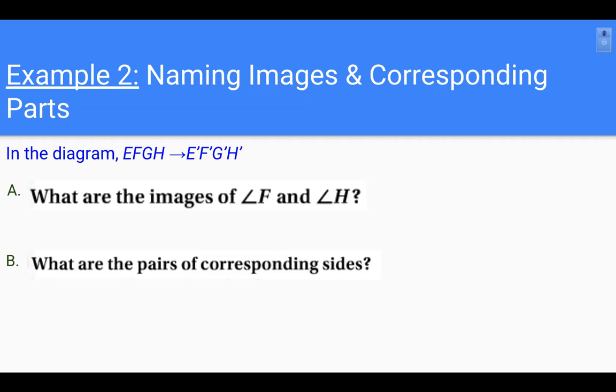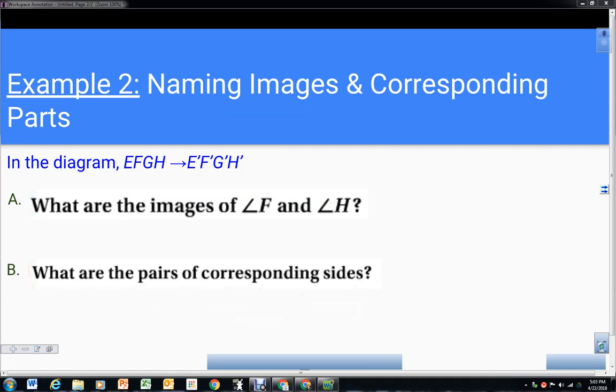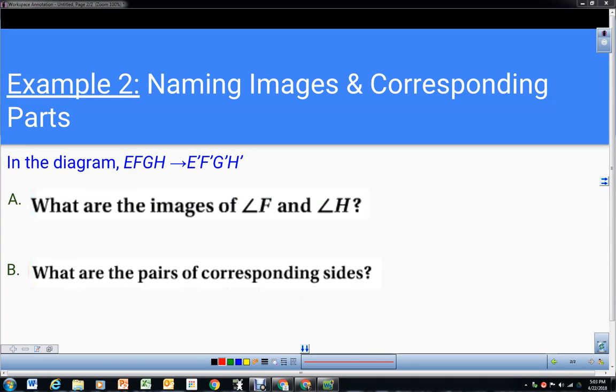So let's take a look at example 2, naming an image and corresponding parts. As we look at this figure, what are the images of F? Angle F would be mapped onto angle F prime. Angle H would map onto angle H prime. So let's list the corresponding sides.